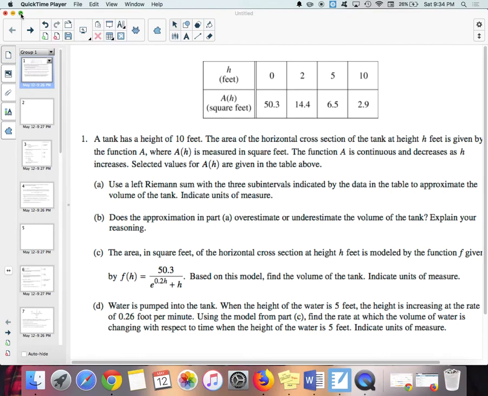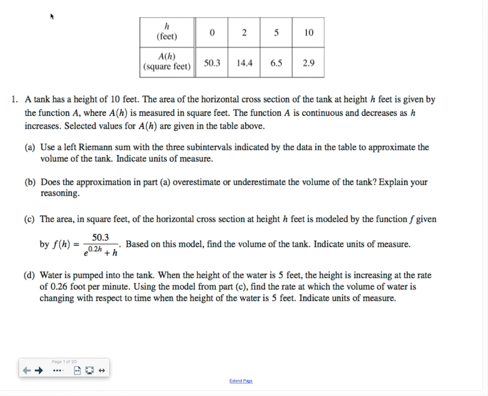Go over the 2017 AP Calculus free response questions. Number 1, a tank has a height of 10 feet. The area of the horizontal cross-section of the tank at height h feet is given by the function A, where A of h is measured in square feet. The function A is continuous and decreases as h increases. Selected values for A of h are given in the table above.